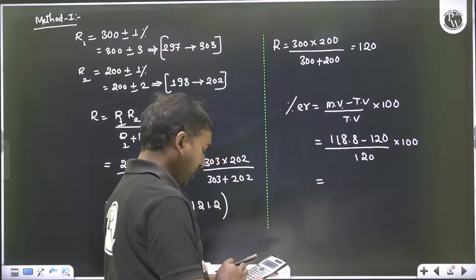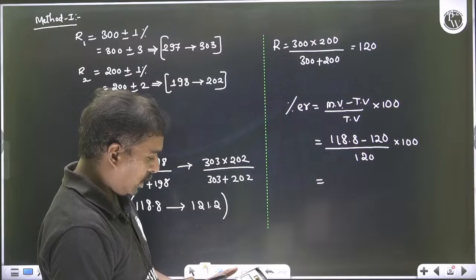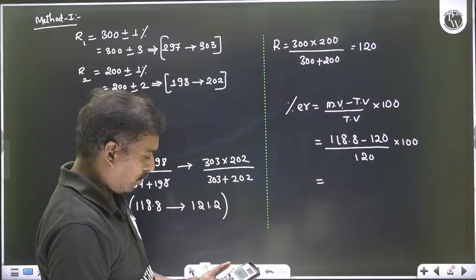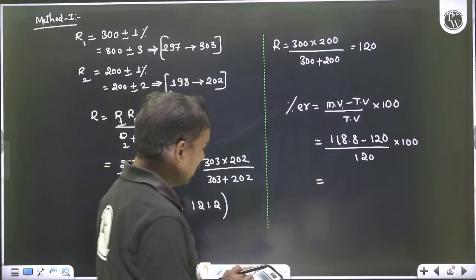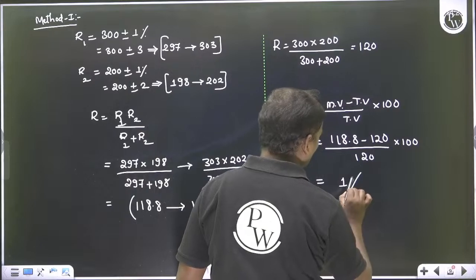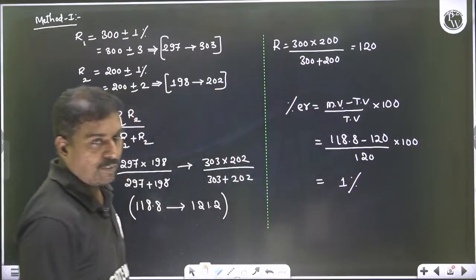If you check, 118.8 minus 120 divided by 120 into 100 comes as minus 1%. So 1% is the answer. This is the way you have to solve.